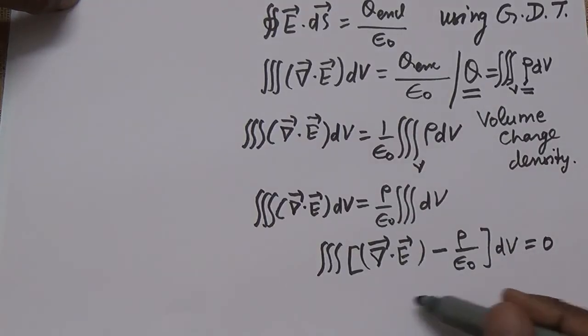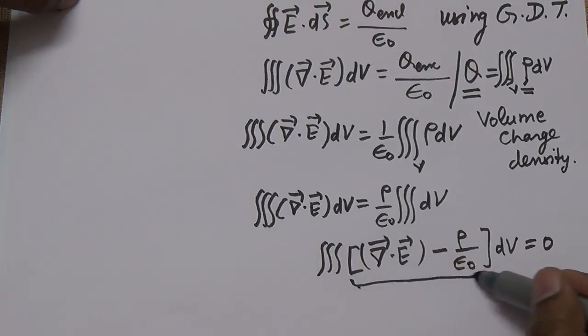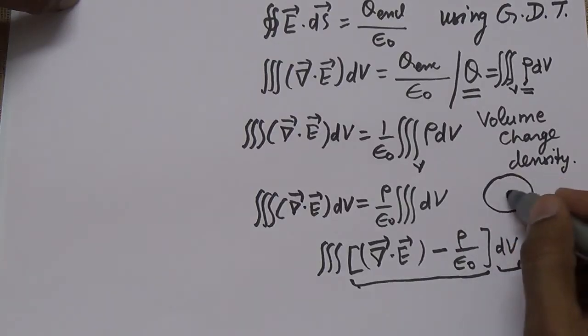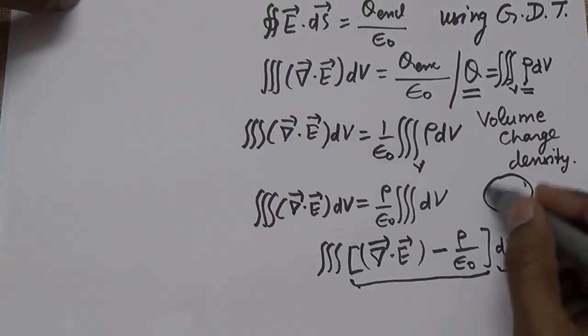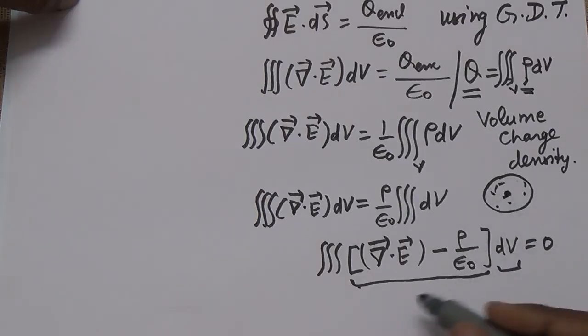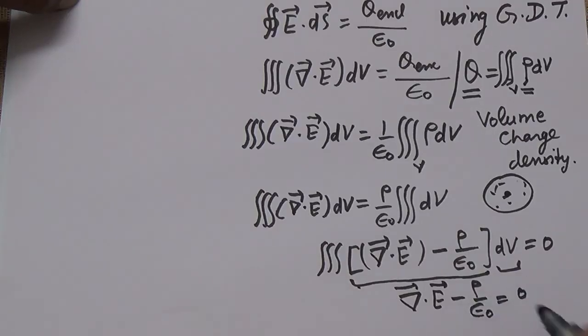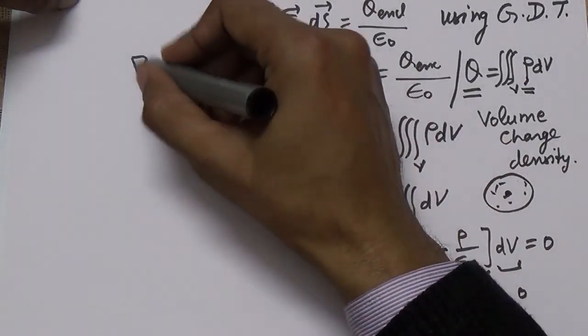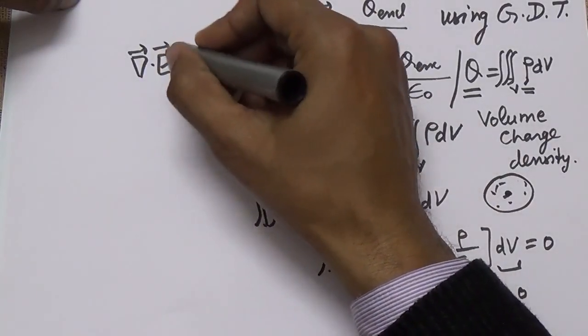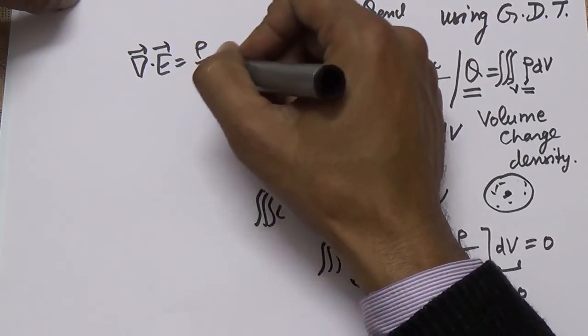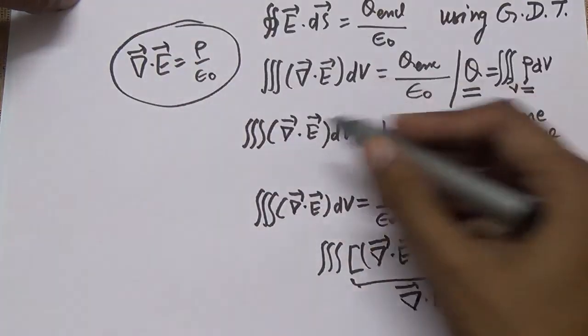From this, now we have to conclude that there are two factors, one is this one and the second is related to the volume. I know the volume of the sphere could not be 0, so this other factor might be 0. If this is equal to 0, del dot E minus rho upon epsilon naught is equal to 0. Then we can conclude del dot E is equal to rho upon epsilon naught. So this is our first result.